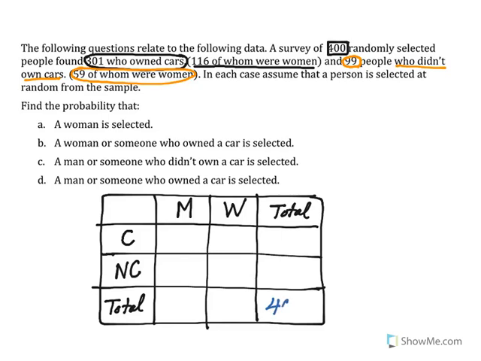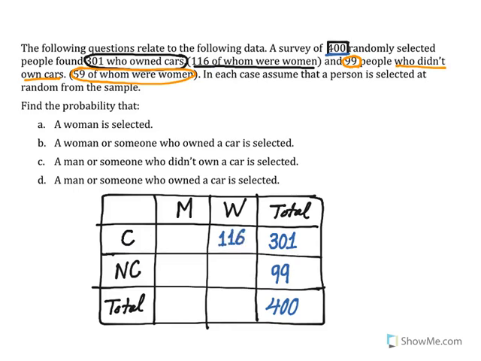That the total is 400 people. That was the first thing they said, that 400 people. So you know the total of everything is 400. Now 301 owned cars. So this means the total of the people that have cars is 301, because this is what we mean. This is the row for having a car that we made. So it's 301. And of course this means that 99 don't have cars. And they said that from the people who had cars, 116 are women. So here you will put 116.